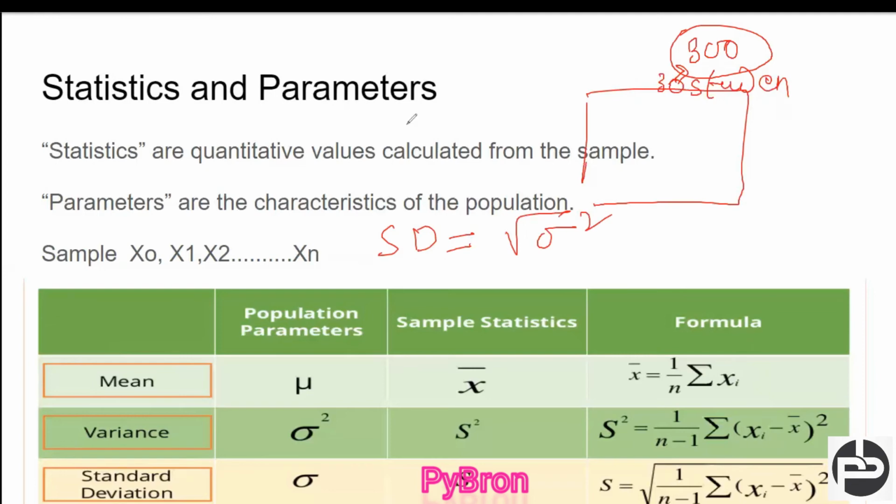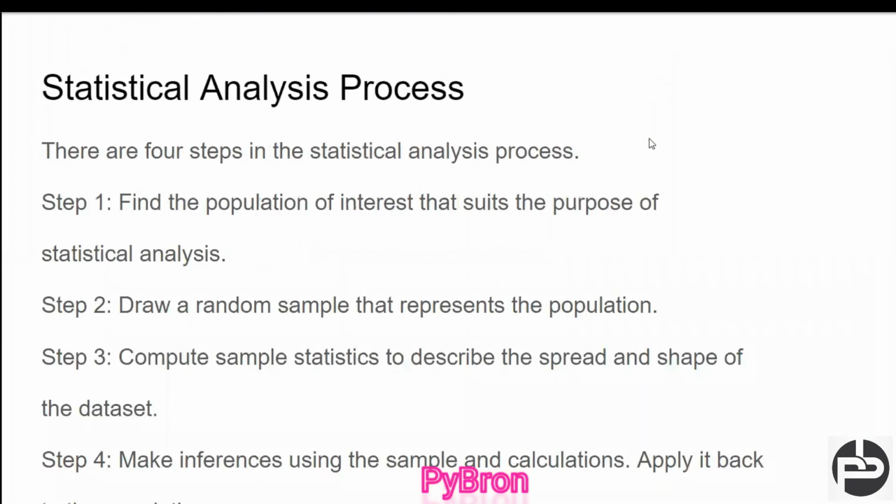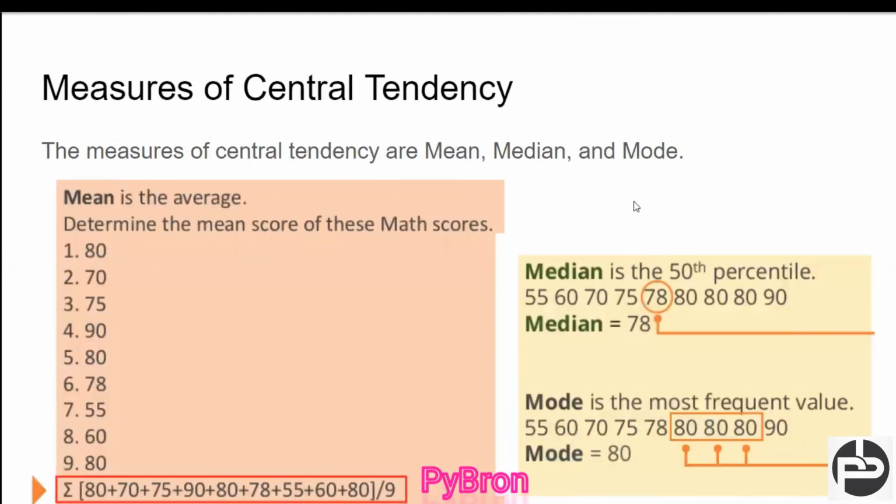I hope you understood the standard deviation, why we calculate mean, and why we calculate variance. These three things, mean, variance and standard deviation, are collectively known as the central tendency. What is the central tendency? Let's see why this is known as the central tendency.